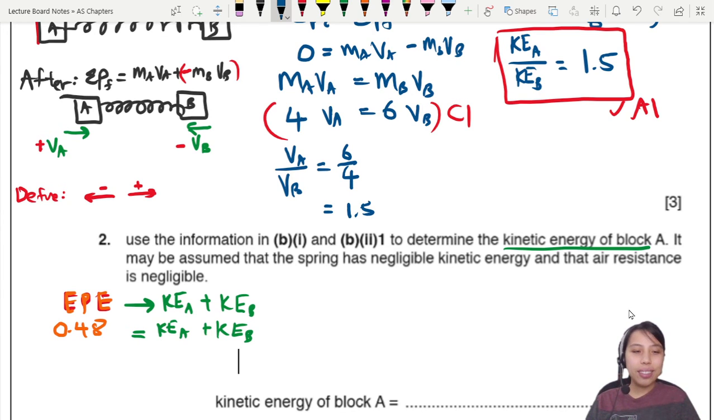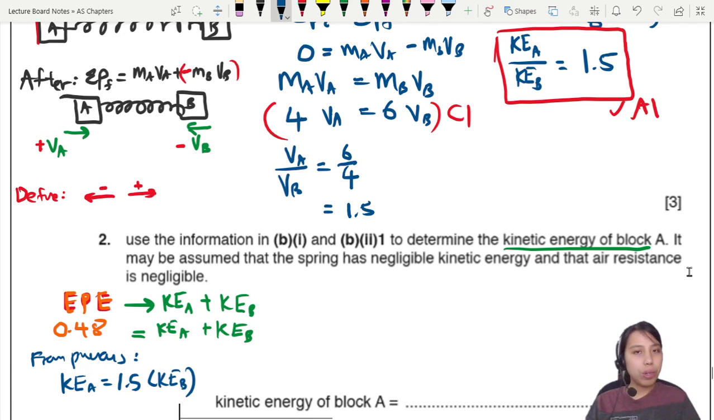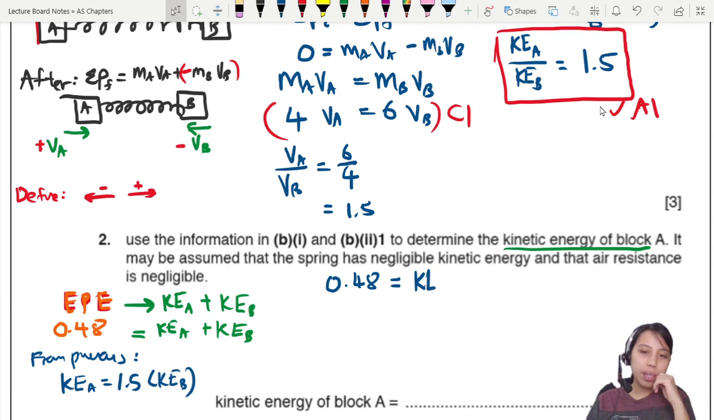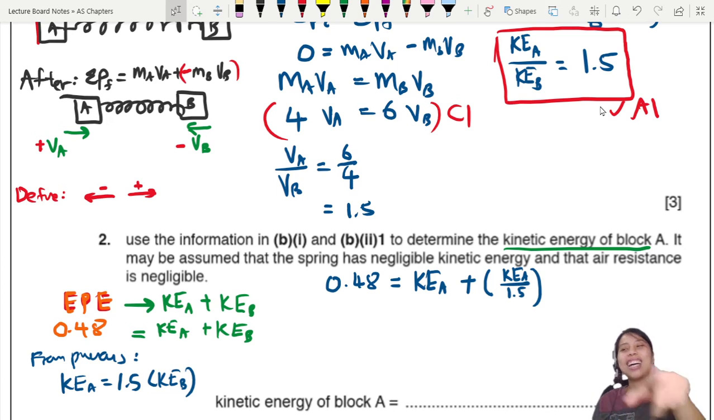So from previous, we can get a ratio where the KE of A equals to 1.5 times the KE of B. That's for previous part, right? So we substitute everything in together. 0.48 joules equals to, I need to get rid of KE of B. So I'm going to keep the KE of A plus KE of B will become 1 over 1.5. This will be KE of A over 1.5. Now we only have one unknown, KE of A.